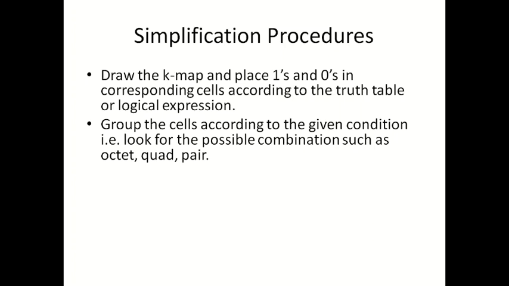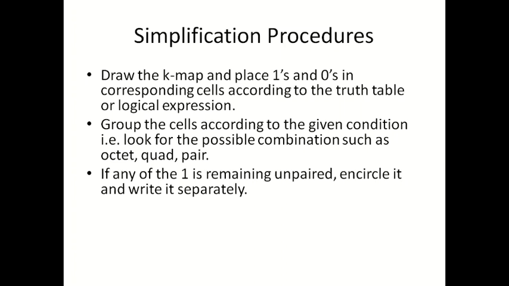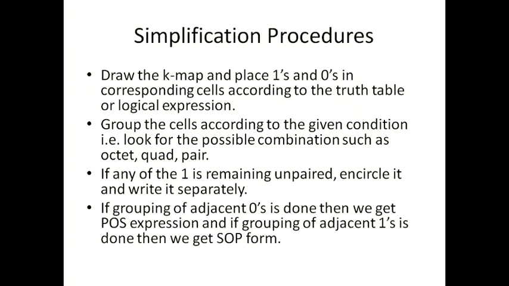That is, look for the possible combinations such as octet, quad, and pair. Now we are going to see what an octet, quad, and pair are. Then the third is, if any 1 is remaining unpaired, encircle it and write it separately. If grouping of adjacent zeros is done, then we get the POS expression. And if grouping of adjacent 1s is done, then we get the SOP form.